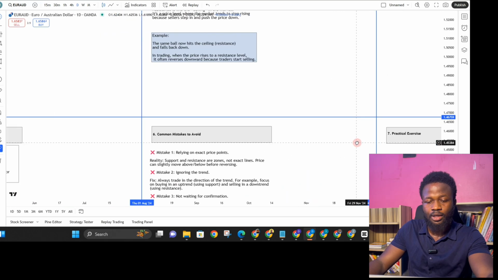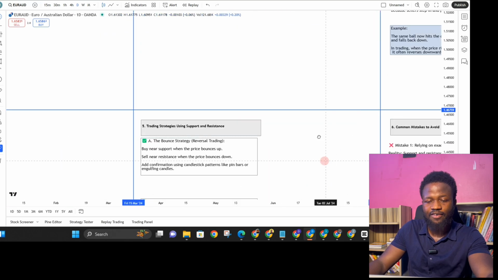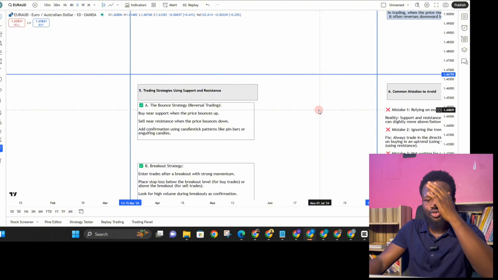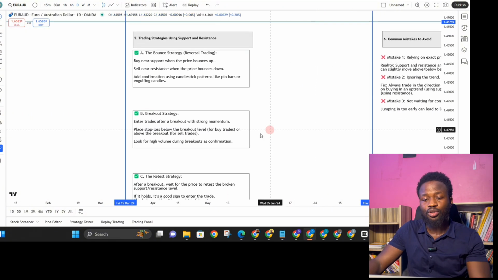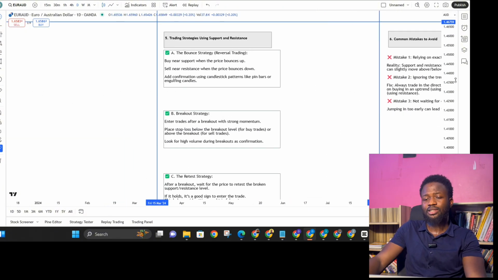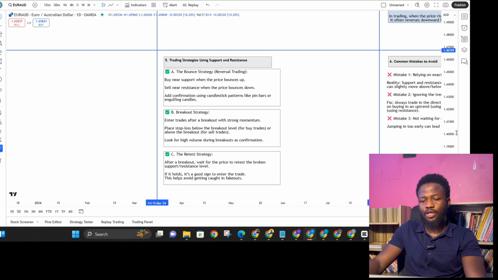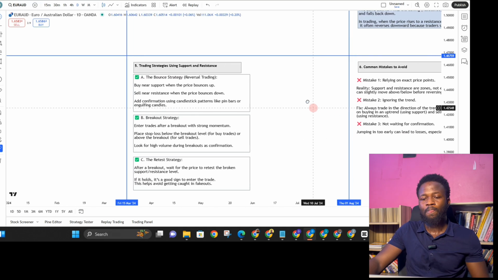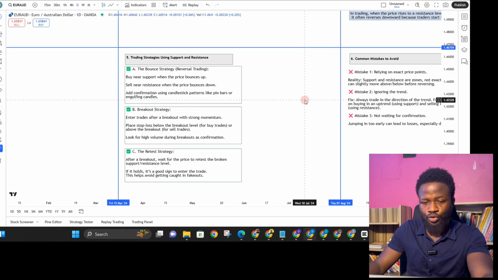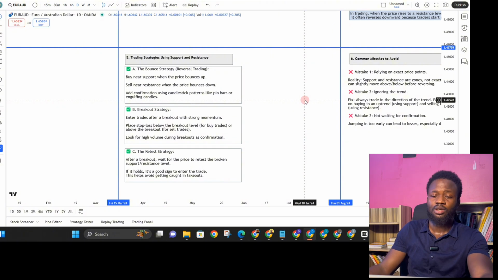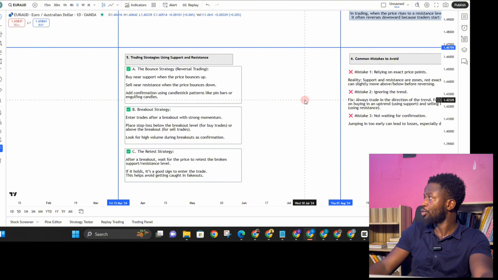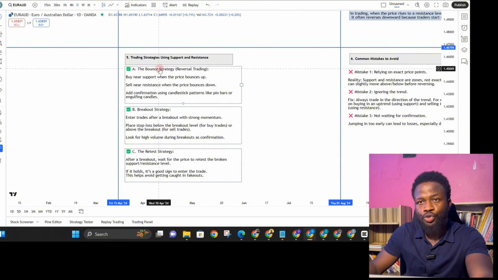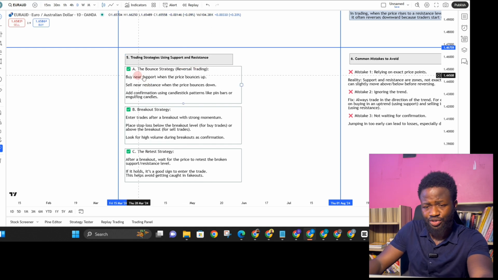So the next thing, number 5, is trading strategy using support and resistance. When I was putting this part in the lesson, I'm like, oh wait, do I want to start giving you trading strategy now? But then it will still be useful for us. Just keep this somewhere and put it in your notes or so. So trading strategy using support and resistance.